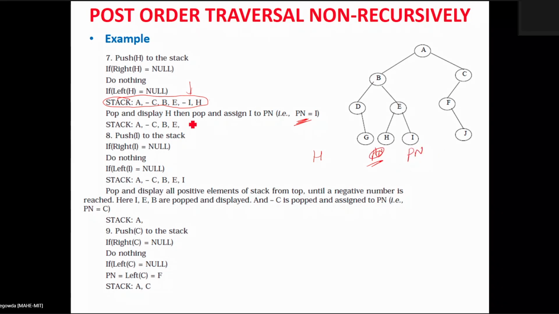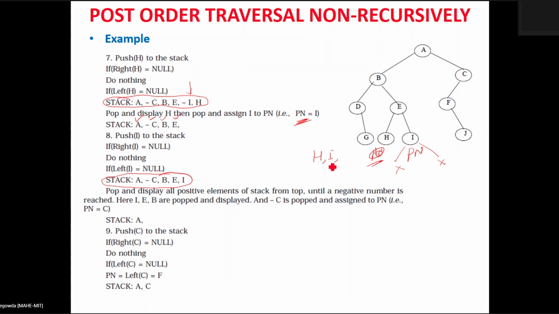After two pop operations, the stack will have the values A, minus C, B, and E. Now Pn is pointing to I. I have to push the I value onto the stack. When I push the I value onto the stack, the status of the stack will be this. Then after that, I am going to check whether the right child and left child are there for I. Both the left child and right child are absent for this. So what I have to do is pop the top of the stack values. When I pop the top of the stack, I'll get an I. It is a positive value.